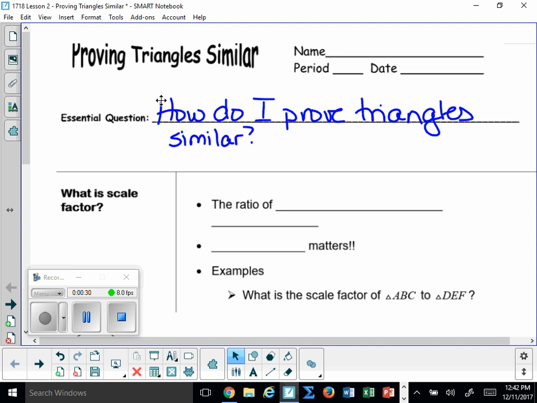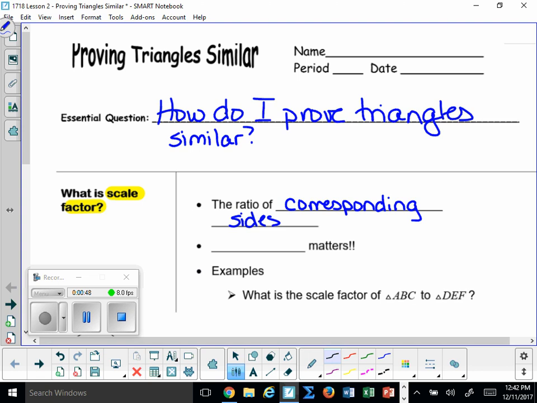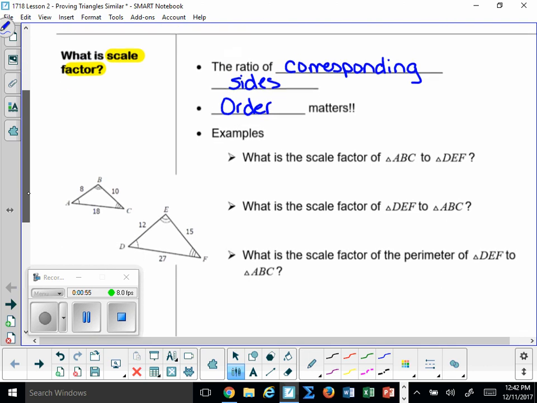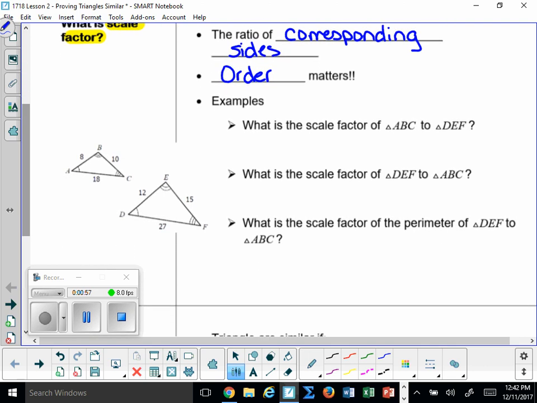Well, when we talk about similar, we have to talk about a scale factor, okay? And the scale factor is the ratio of the corresponding sides, and it's important that order matters. Okay, stop and think about what similar means from elementary school. We have the same shape, but they are a different size. Okay, so let's see here.